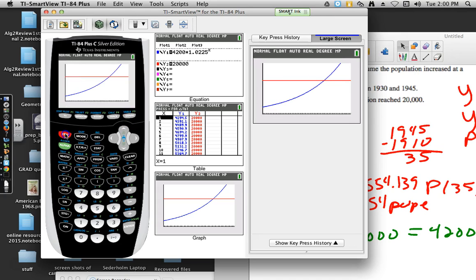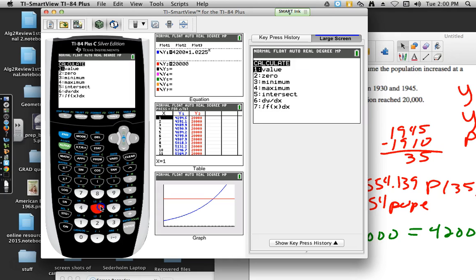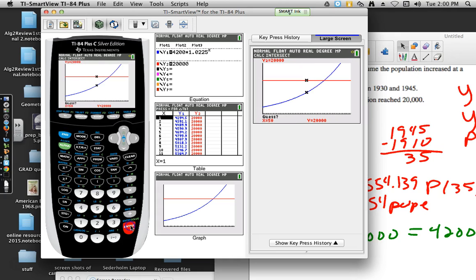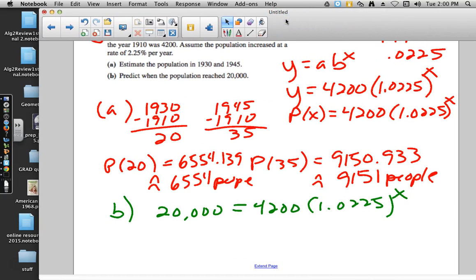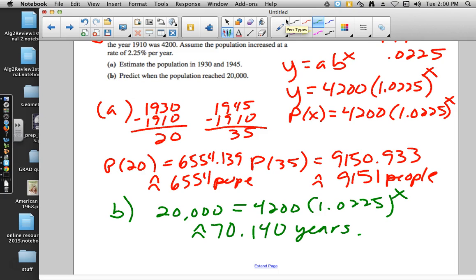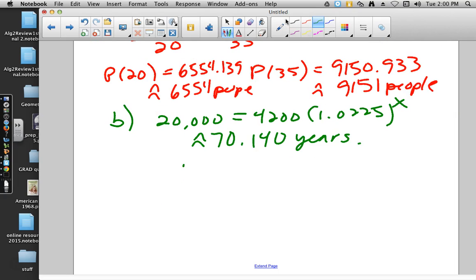We do see an intersection, so second trace, number 5. You enter 3 times, and good old Blinky helps us out and says 70.139, so we're going to round up. 70.140 years later, and since this is years, we're just going to go ahead and go with 70 and say, all right, this started in 1910. If we add 70 years, it should be sometime in 1980 that that's going to happen.